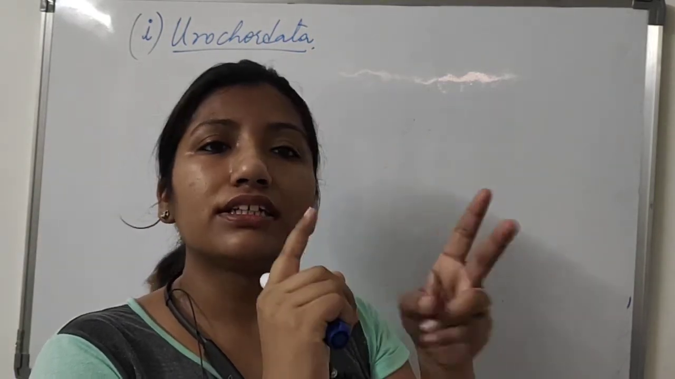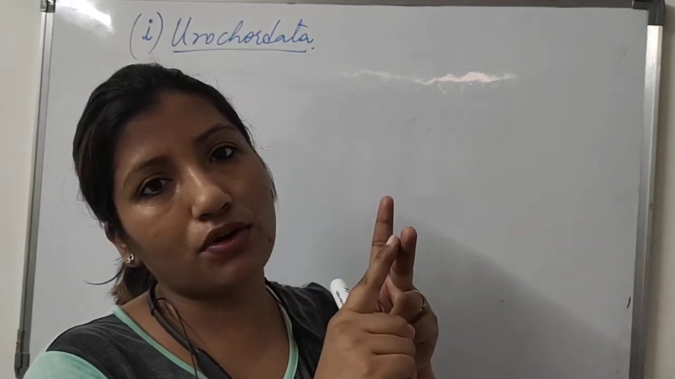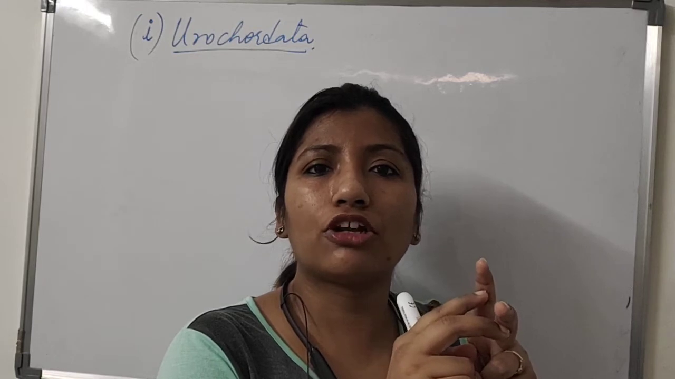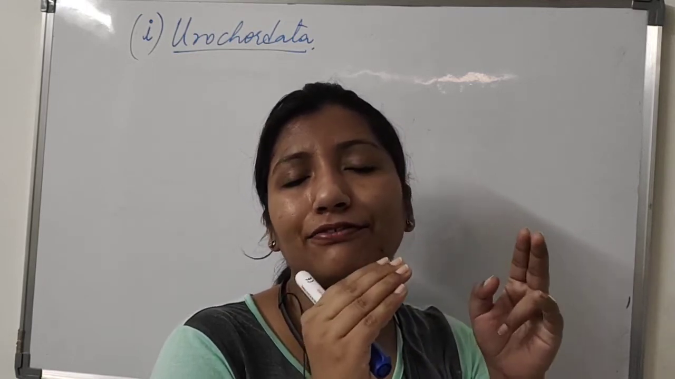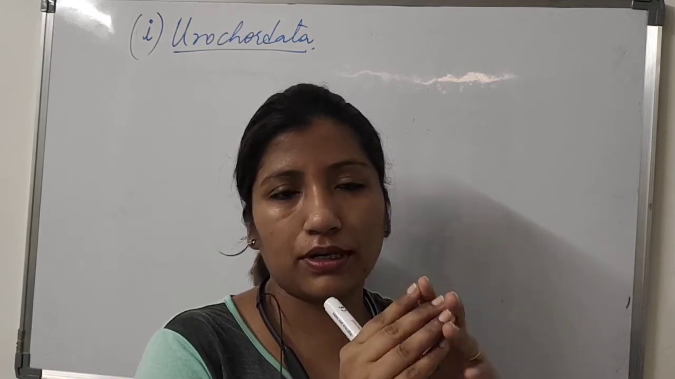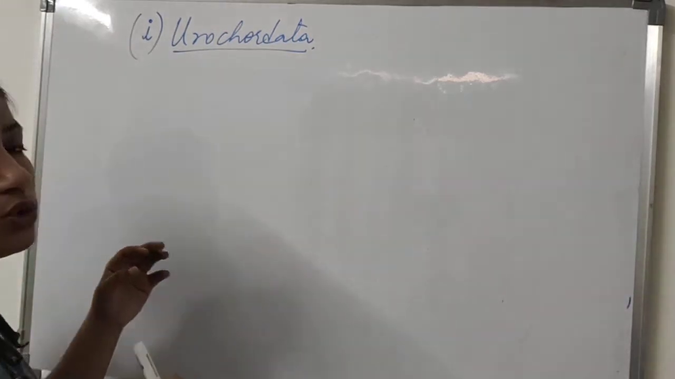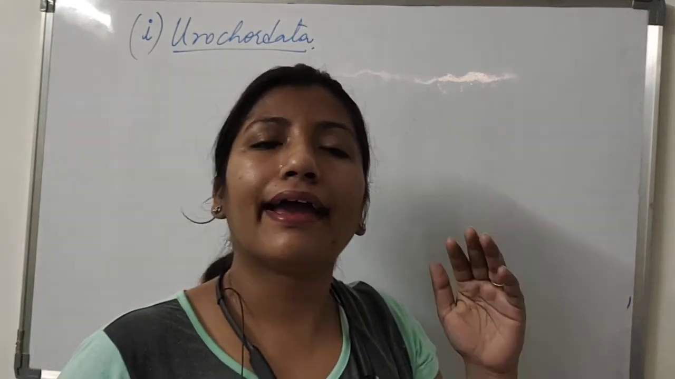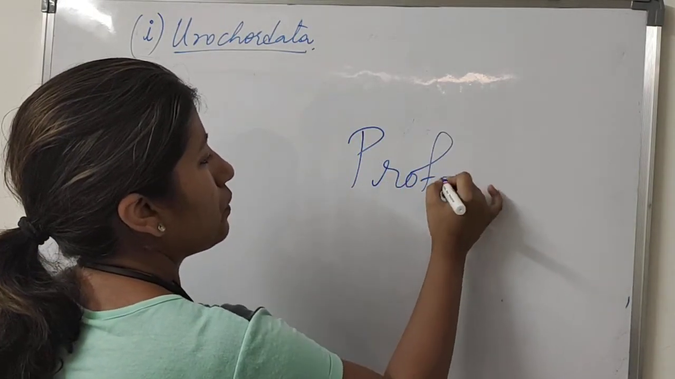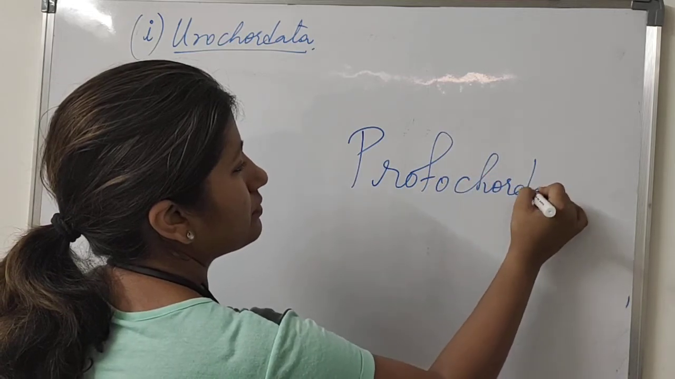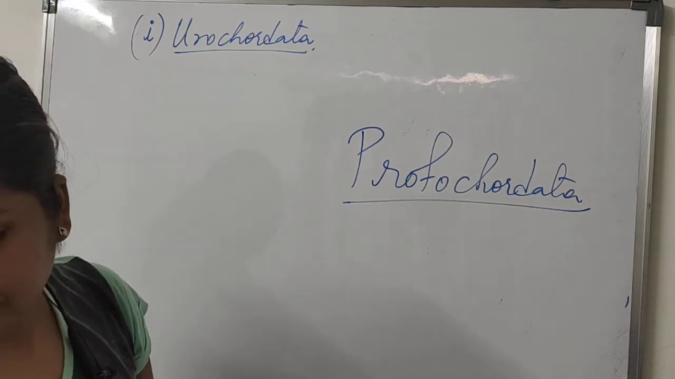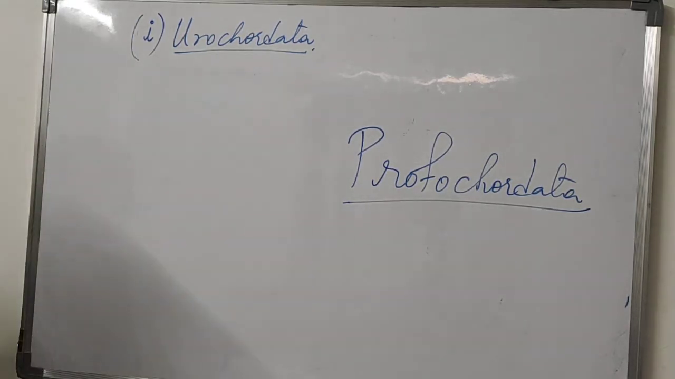Though Urochordata and Cephalochordata are included in Chordata, their backbones are not well developed. It's a primitive notochord or primitive backbone, not that well developed. So that's why Urochordata and Cephalochordata are referred to as what? Protochordata. Both are referred to as protochordata or protochordates.